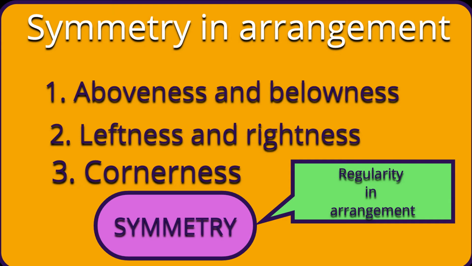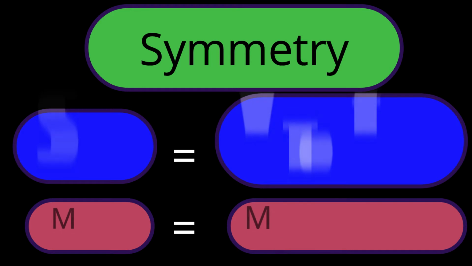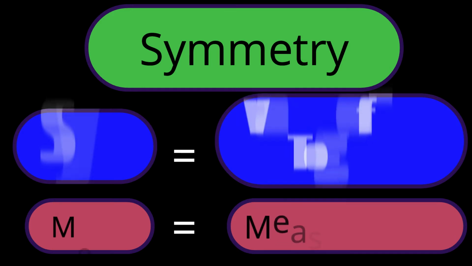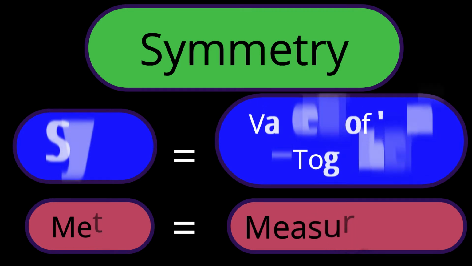But what exactly does the word symmetry mean? I give you the answer. In the word symmetry, the first three letters are there. Which are those? SYM. Actually, sym is a variant of the word syn. The meaning of syn is together. The meaning of metry is measurement. So what is the meaning of symmetry? Measurement of togetherness means symmetry.